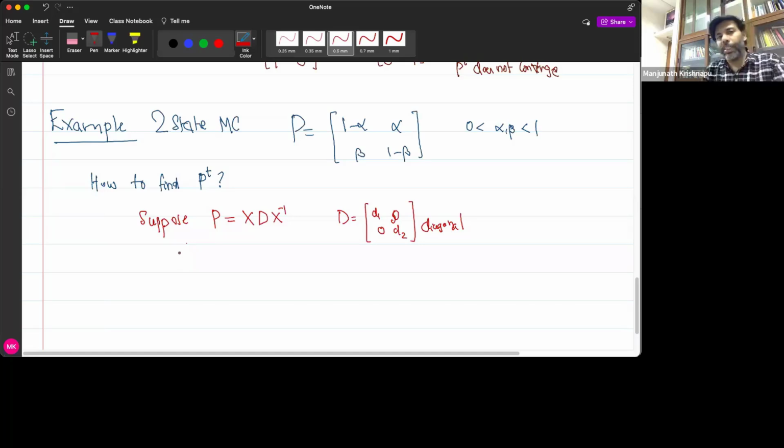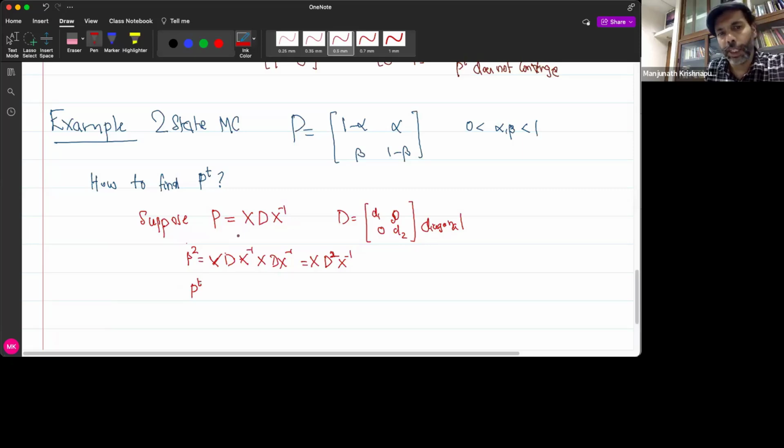Then everything is simple. It does not even have to do with two states. What will be P squared? It will be XDX inverse, and then you will again multiply XDX inverse. So this X inverse X cancels and you will just get XD squared X inverse. So what will be generally P to the power T?